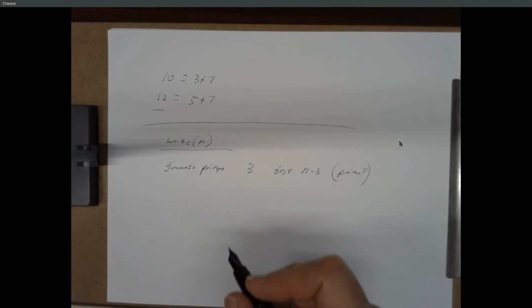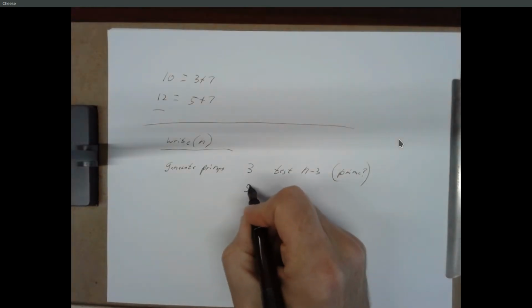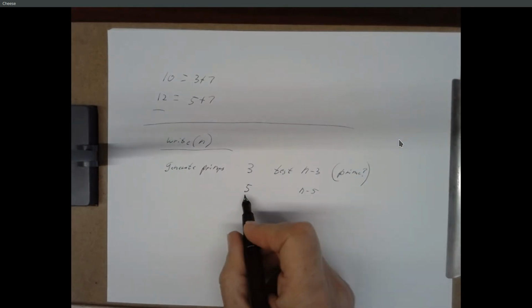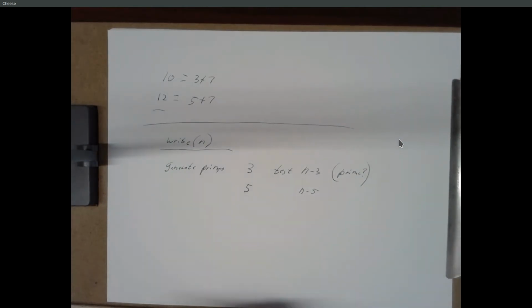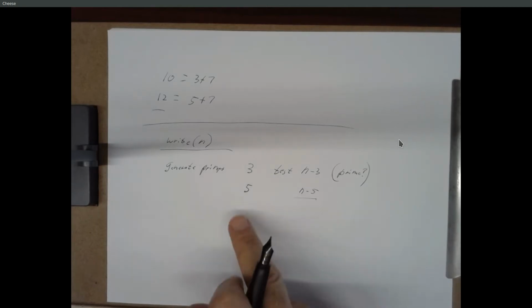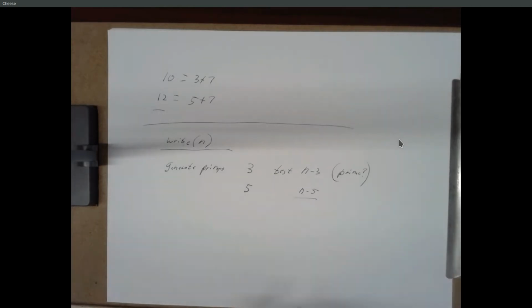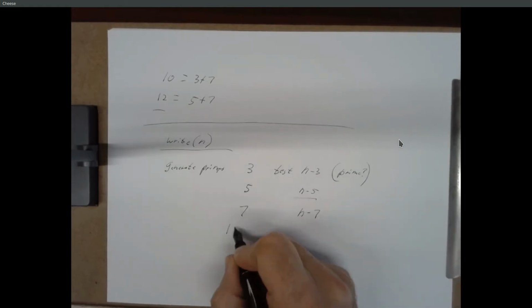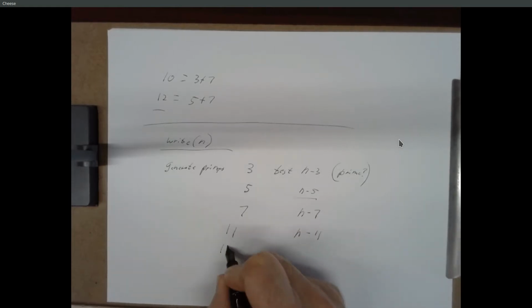Okay, take the next prime 5 and test n minus 5. If n minus 3 was not prime, take the prime 5, test n minus 5. If that's prime, then print out that number, and you're done. If it's not, test the next prime, 7 and n minus 7, test 11 and n minus 11, 13 and n minus 13, and so on.